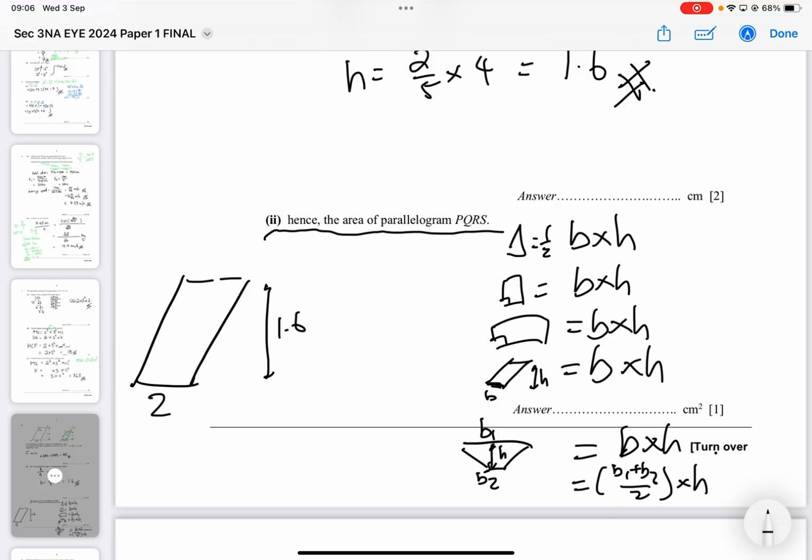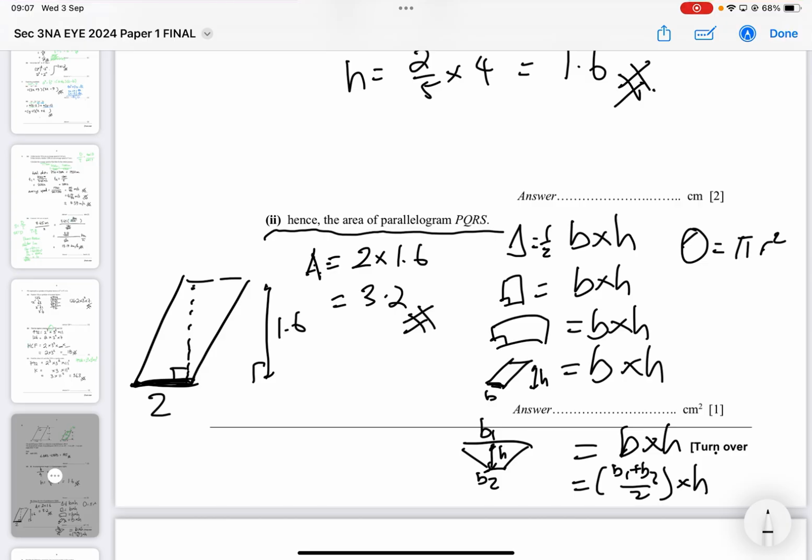So in this question, your 2 is your parallelogram base. This is the height, the 90 degrees apart. So it is simply your area is just 2 times 1.6, 3.2. Very easy one. Other than circle, all your shapes are base times height. Circle is pi r squared. That is the only different one. All your area is base times height.